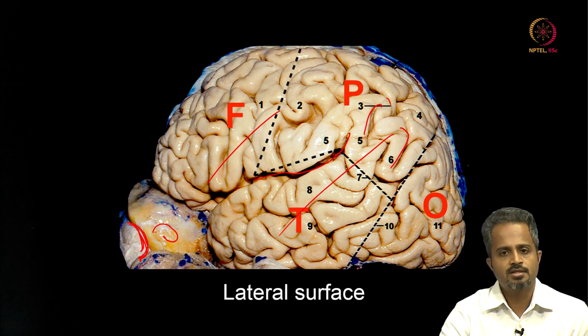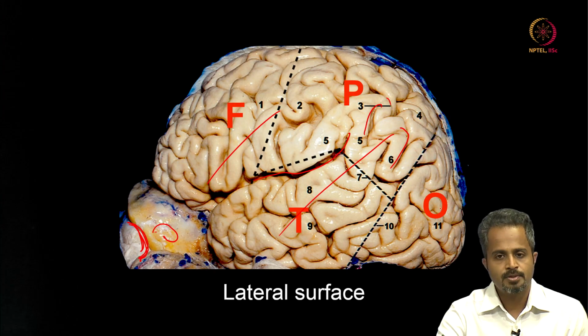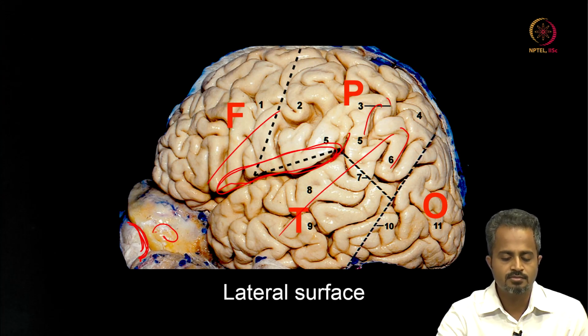The four major divisions of the brain are the frontal lobe, parietal lobe, occipital lobe, and the temporal lobe. Where is the fifth lobe? The fifth lobe is hidden inside, and is known as the insula. That is an island that will be visible only if we retract this lobe from this.